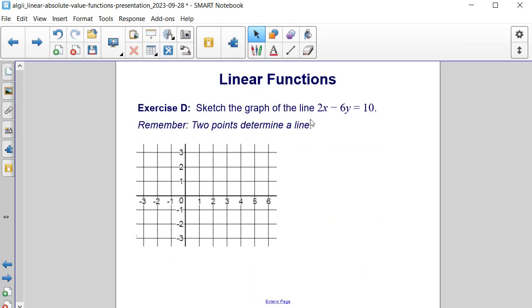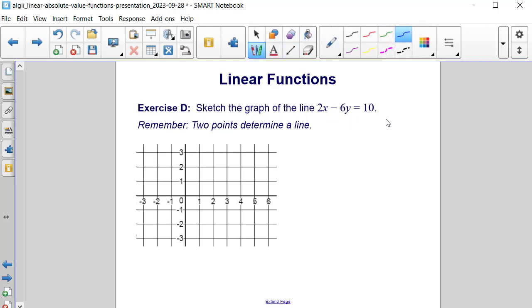We're going to sketch the graph of the line 2x minus 6y is equal to 10. And remember that 2 points determine a line, so they can be any 2 points. The easiest 2 points to find in this linear equation are the x and y-intercept. Remember, the x-intercept has a y-coordinate of 0. So we can substitute 0 in for y and solve for x.